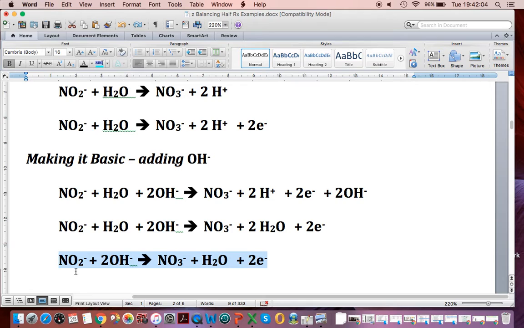And always with these things you should go through and check that things are actually balanced. 1 nitrogen, 1 nitrogen. 2 oxygens and 2 oxygens is 4. 3 and 1 is 4 oxygens. 2 hydrogens, 2 hydrogens. Here we have 3 negative, and there's 1 minus, 2 minus, 3 minus. So it all checks out. So that's A and B. We're going to move to C and D.